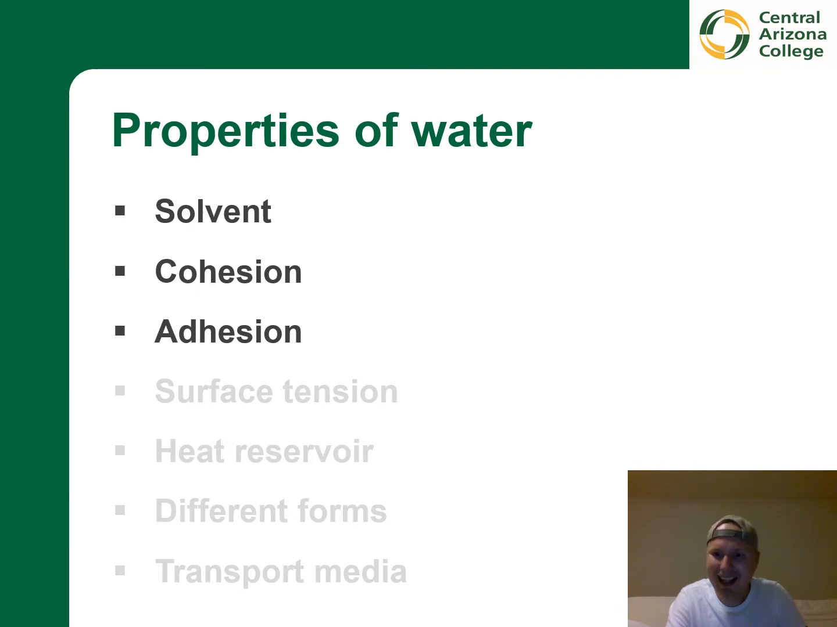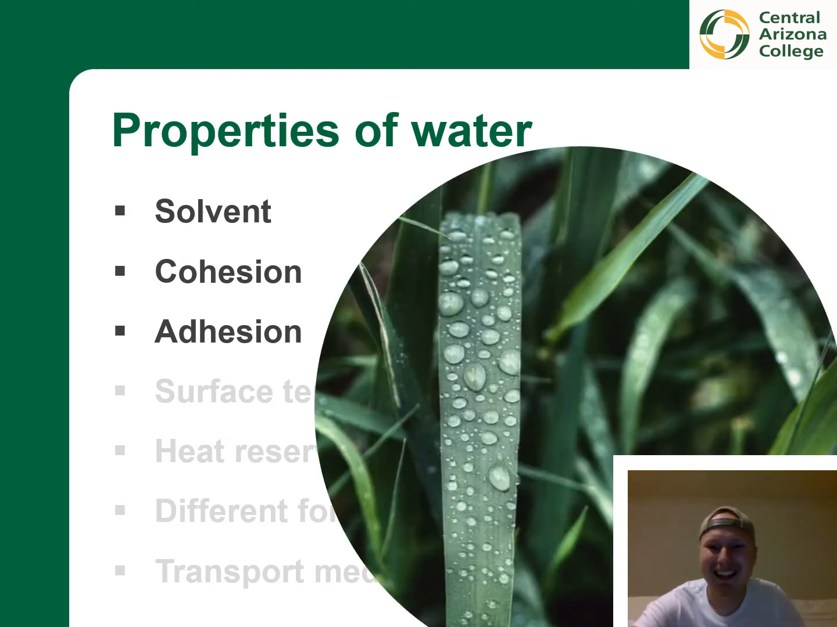We will next have a look at adhesion. Thanks to adhesion, water also sticks to polar surfaces. Here we see a very good example of adhesion, as the water droplets stick tightly to the leaves, even when they are at such a steep angle that they should fall off the leaves.